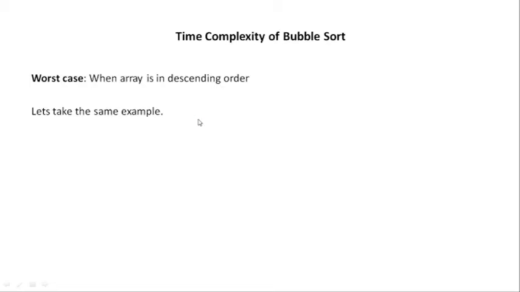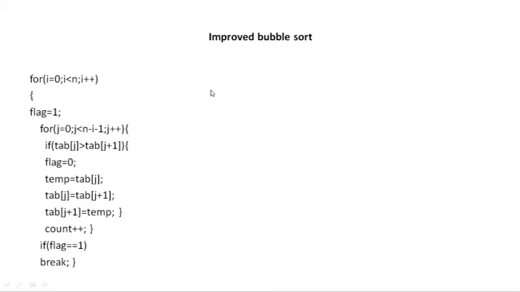For example, if the input is 1 2 3 4 5, then 1 is compared to 2. Is 1 greater than 2? No. Then you don't set the flag to 0. The flag will remain 1, and we will come outside of this loop, and if the flag is 1, then break. Then you come out, and you don't need to compare in the next pass. So you'll have only one pass. This is how we set the flag value, and we reduce the time complexity from order of n square to order of n in the best case. In the best case, we improve this time complexity.